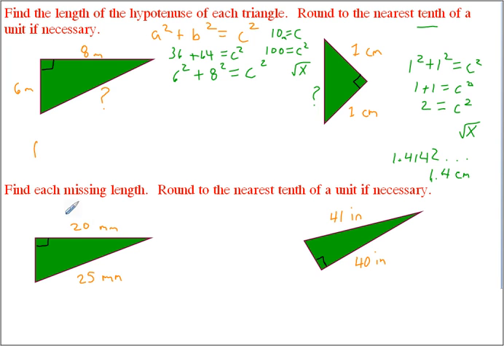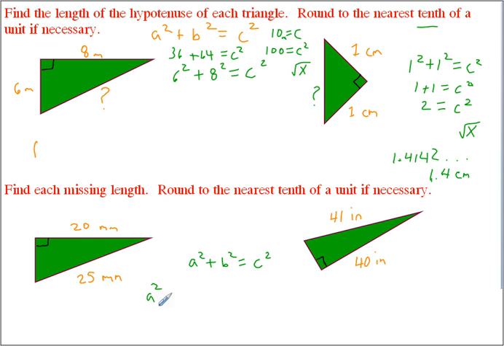Now, with these ones, some students have a tougher time because they just want to square this and then take the square root of the two added together. But remember, in this case we're not trying to find the hypotenuse, so it's a little bit different. We still use this equation up here: A squared plus B squared is equal to C squared. Still use that. But it's a little different because we don't have one of the legs. So let's say we don't have A. We have B, that's 20 millimeters. We have C, that's 25 millimeters. But we're still trying to figure out what A is.